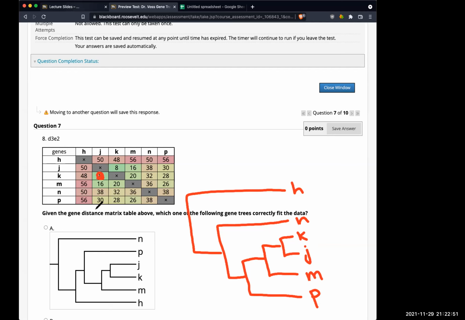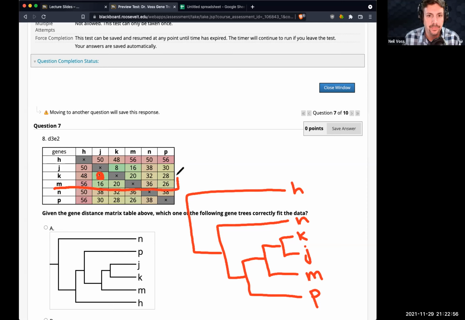Yeah. The way I do it, I look at the M column, right? And the question is, does it connect to K and J, these two, or P first? So I'm comparing these numbers here. I got 16 and 20, which comes to 18, and this one's 26. So this is the winner.